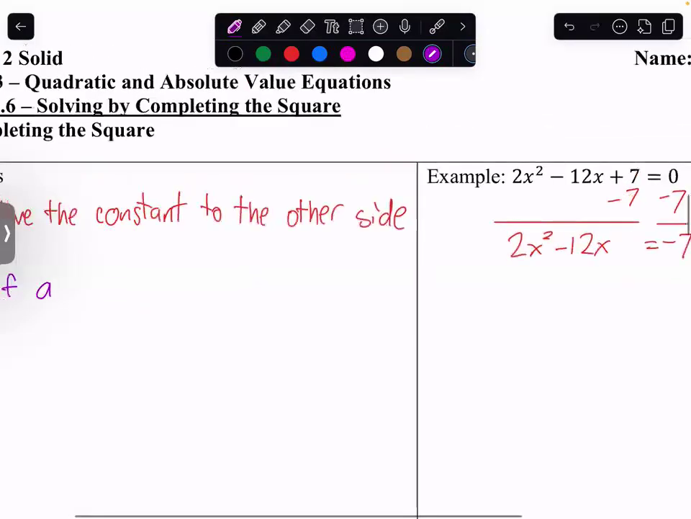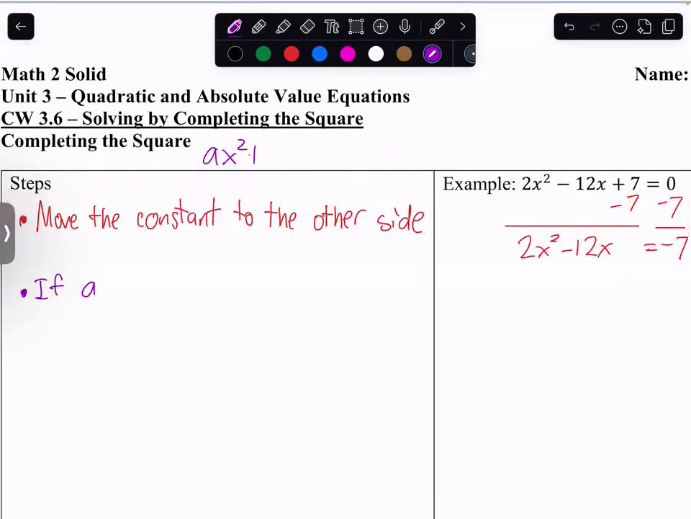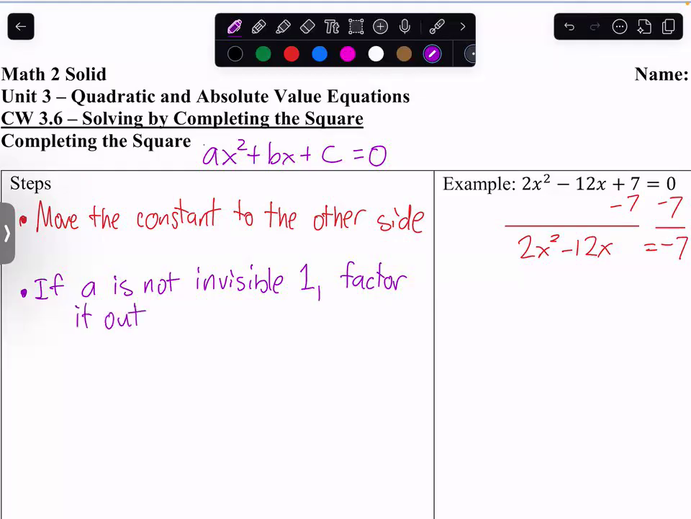Let me just write a reminder. We know that the standard quadratic is ax squared plus bx plus c equals 0. If the coefficient of x squared is not an invisible 1, we're going to factor it out. And this part's different.